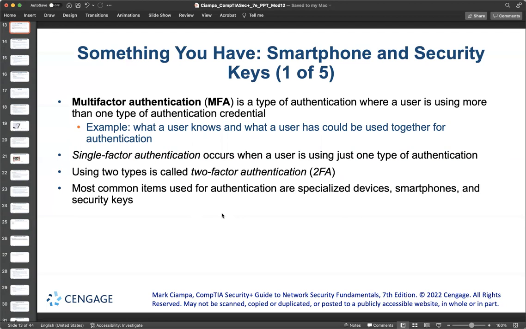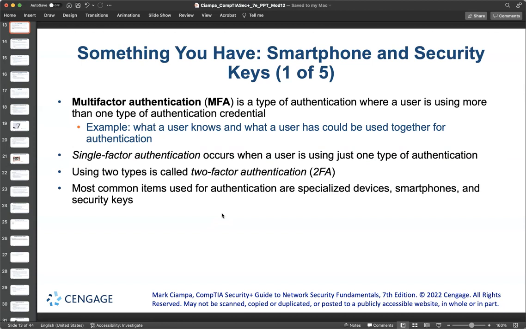So passwords, as we said, are something you know. Now let's talk about something you have. First and foremost, smartphones and security keys. Smartphones are very useful in providing security to our accounts. That happens through MFA, or multi-factor authentication, which is a type of authentication where a user uses more than one type of authentication credential. So you have two types of identification.